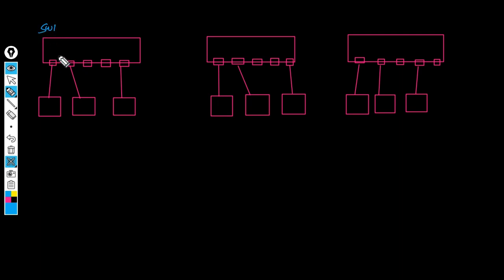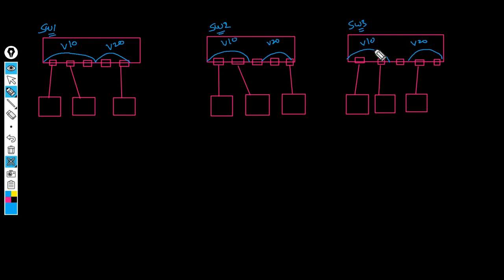Take an example. Consider this is my switch 1, and in switch 1, from here to here, the ports are in VLAN 10, and these are part of VLAN 20 in switch 1. In switch 2 also, let's say your network is bigger, you have switch 1, switch 2, and switch 3, and here also you have VLAN 10 and VLAN 20.